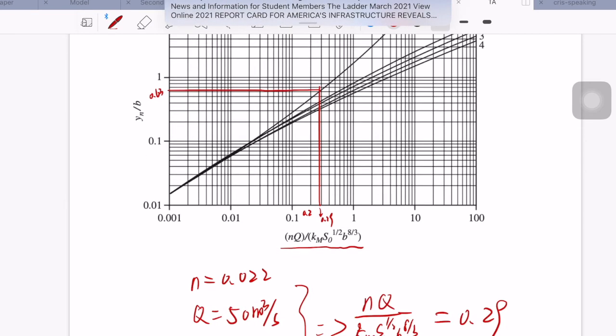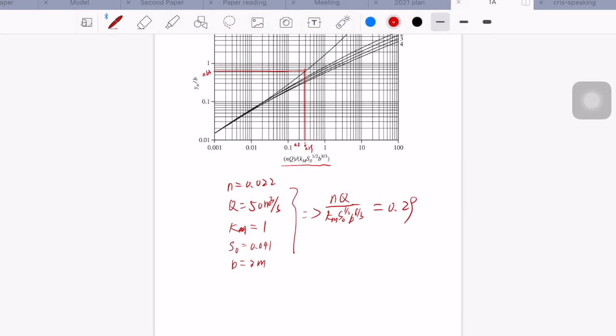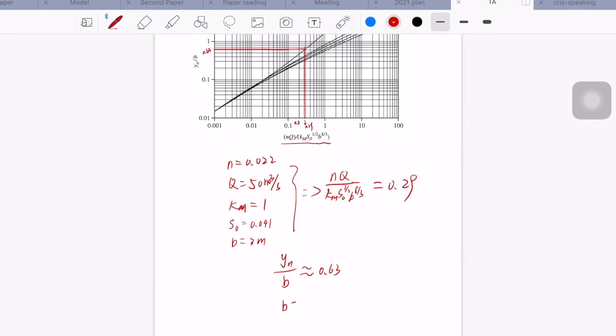So we can get that yn over b is approximately 0.63, and we know b equals 3 meters in this problem, so we can get that yn equals 1.89 meters. So we have done this problem.